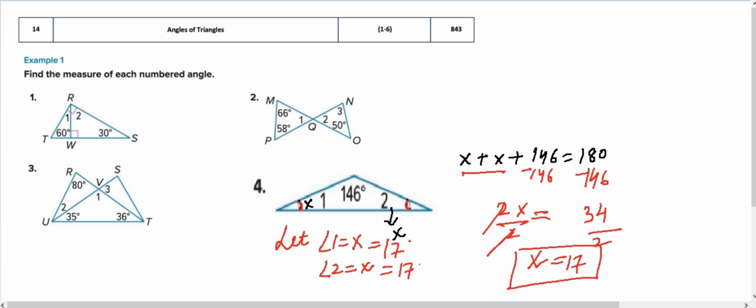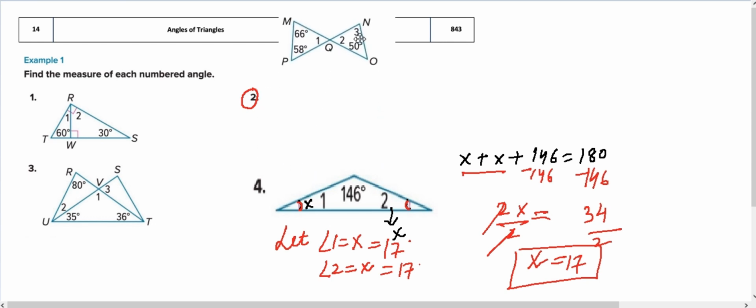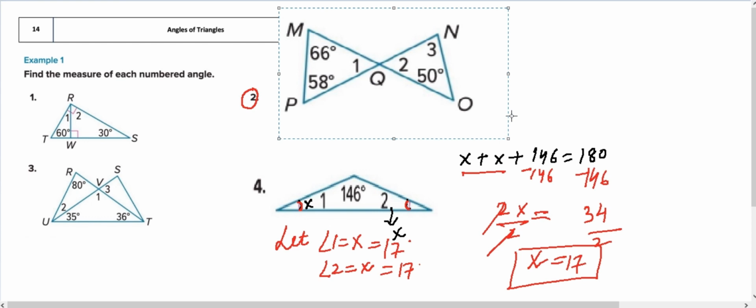Now look at question number 2. Question number 2 is easy. Let me see what they are asking here. Angle 1 and 2 are equal because they are vertical angles. Two angles are given. The third angle you can find out.